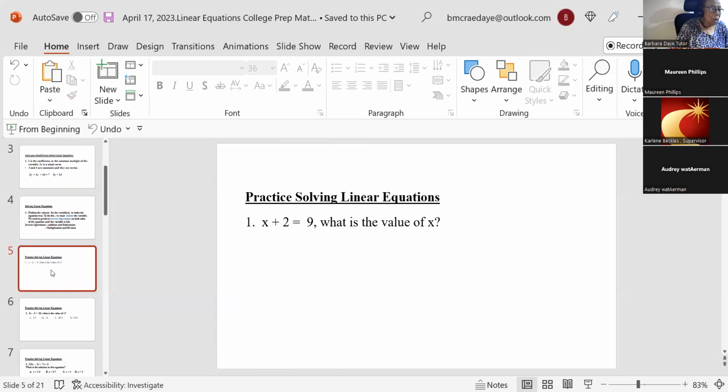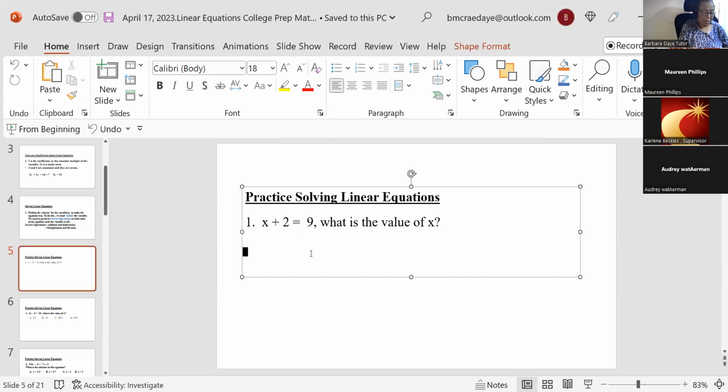Okay, so knowing that, let's just solve a linear equation. Here's one. This one has just one variable in it, and that's x. Now, this you can solve actually without doing the algebra, because it's only one number that adds to 2 to give 9. And what is that number? Yeah, 7. That's right. So what is the value of x? x equals 7.